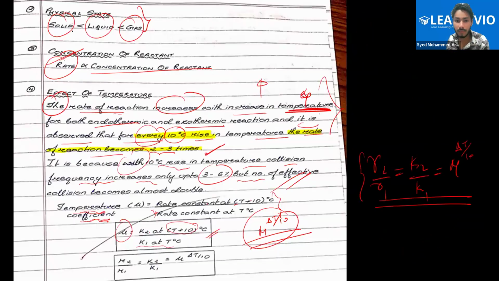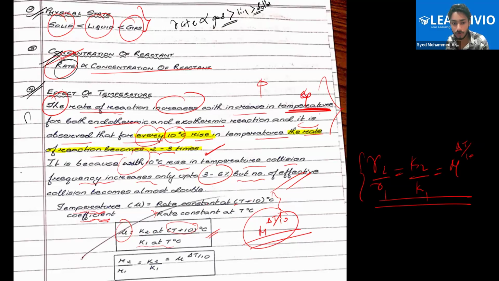Now the next would be my physical state. If it is a gas, it means that it will have kinetic energy. So the rate would be highest for gas, then liquid, then solid. So this is basically about the state of matter. Now the next thing would be my concentration of reactant. Concentration is directly proportional to the rate. The same thing.